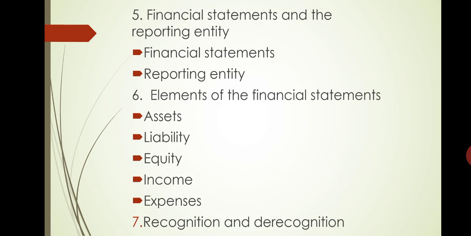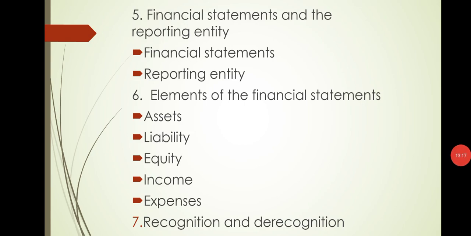So this is about the financial statement and reporting entity. Understood? So reporting entity is again classified into single entity, portion of an entity and more than one entity. So here the financial statements are classified into two types, that is consolidated financial statements and unconsolidated financial statements. Next, the 6th point, that is elements of the financial statements.